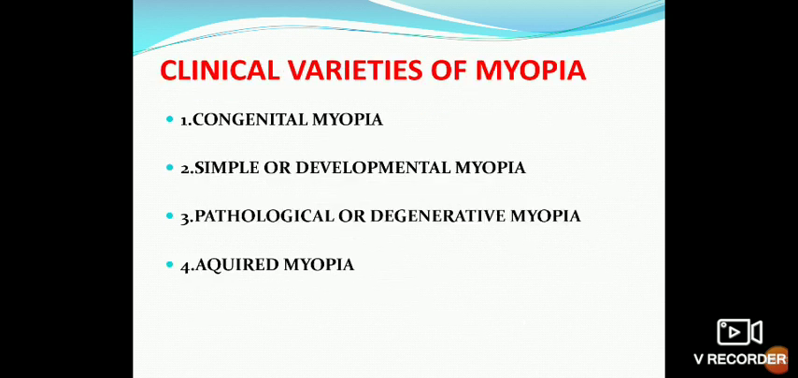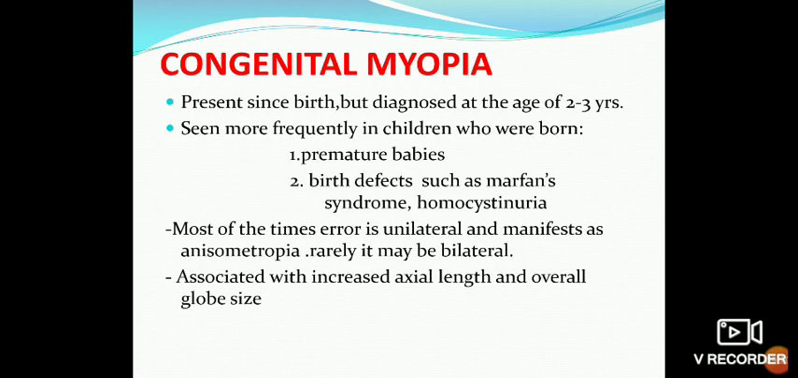Clinically, myopia can be divided into different types again. First is congenital myopia. Second, simple myopia or developmental myopia, also called school myopia. Third one is pathological myopia or degenerative myopia. And fourth one is acquired myopia. Okay, so we will see one by one.